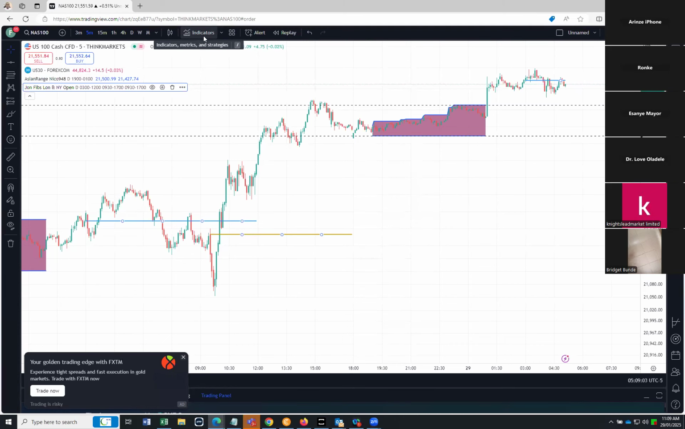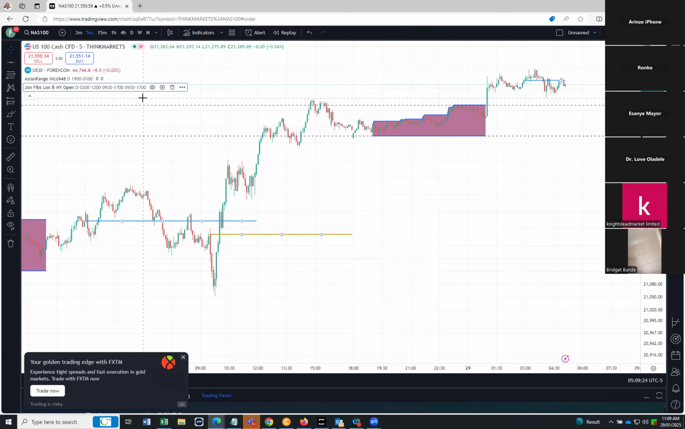Do you have any indicators on your chart? Do you have anything here? Because if you have more than two, you'll not be able to add a third one. So you need to delete one. No, I've not added an indicator before.